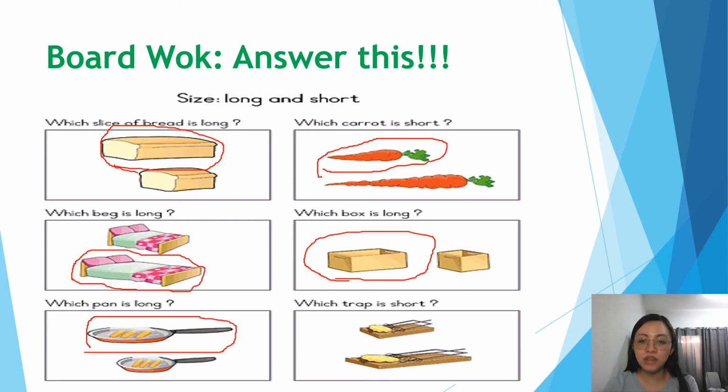Which trap is short? These are mouse traps, so they are used for catching mice. Which one is short? The first or the second? Okay, very good. The short one is the first trap. Did you get the difference between long and short? Okay, so let's have more activity.